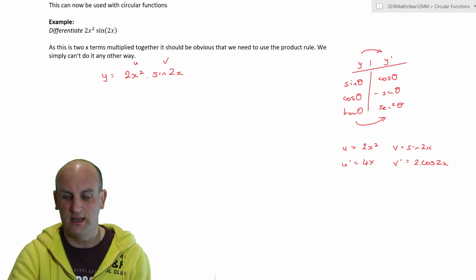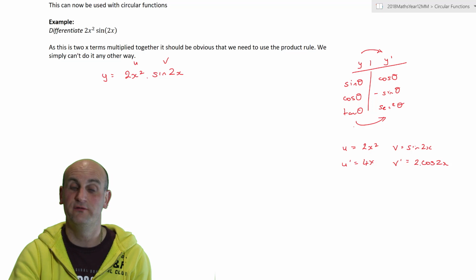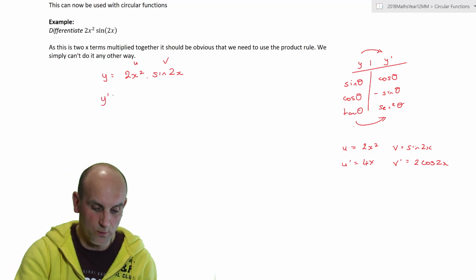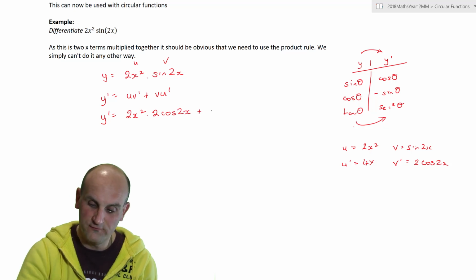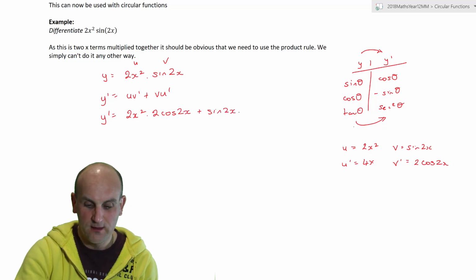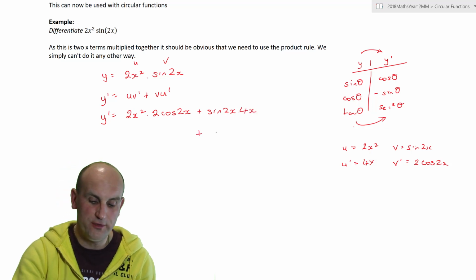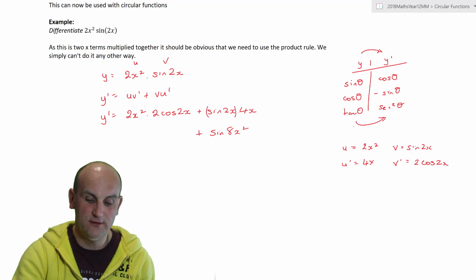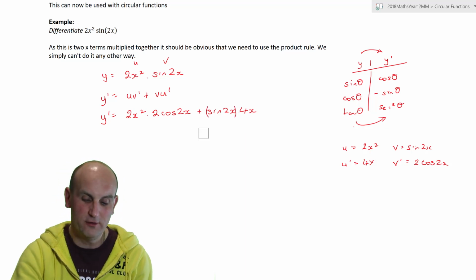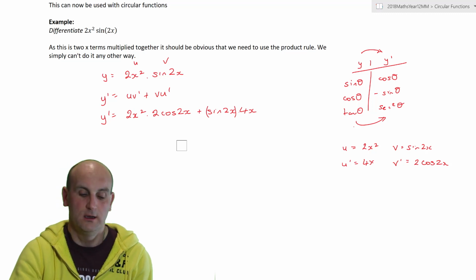But for the purposes I've got now, I've got my u and my v dashed and my v and my u dashed. So using that y dashed is u v dashed plus v u dashed, I get y dashed is equal to u, 2x squared, times v dashed, which is 2 lots of cosine of 2x, plus v, which is the sine of 2x, times u dashed, which is 4x. Now, please do not think that that becomes the sine of 8x squared. Nah. This sine of 2x is one term.